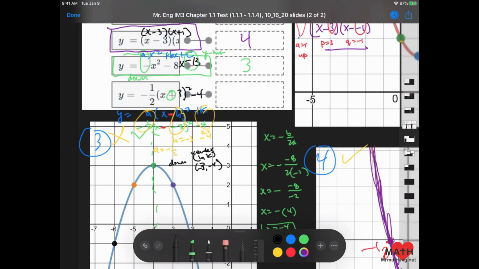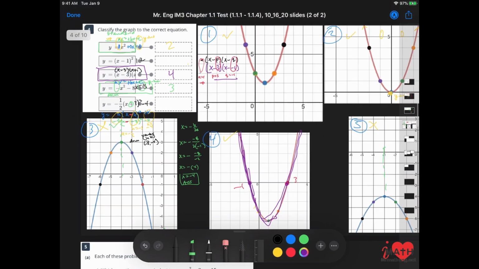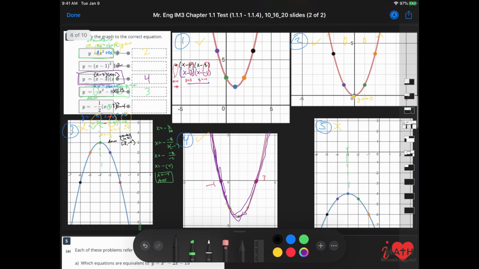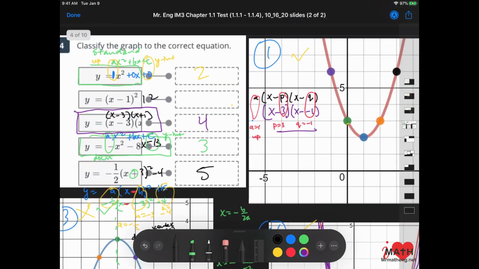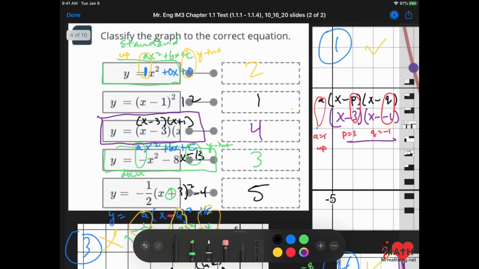Let's find one graph that opens down. We only have one graph left, so you'll see that's choice 5. This is the vertex, negative 3, negative 4, and it's opening down, and so that is figure number 5. And then naturally that leaves you with the last number 1, but I'm not going to leave it to chance. I'll work it out for you and tell you why it's 1.